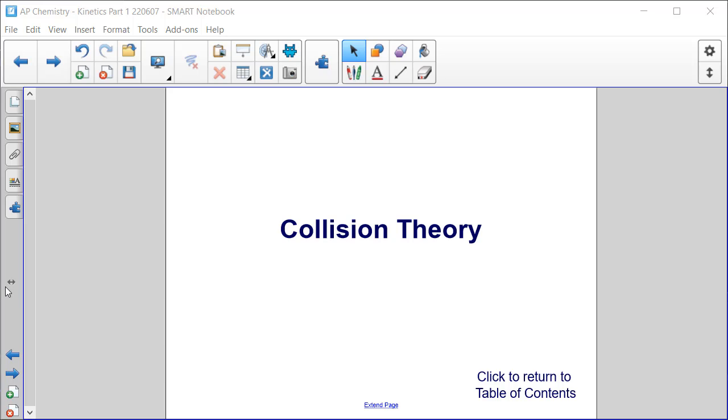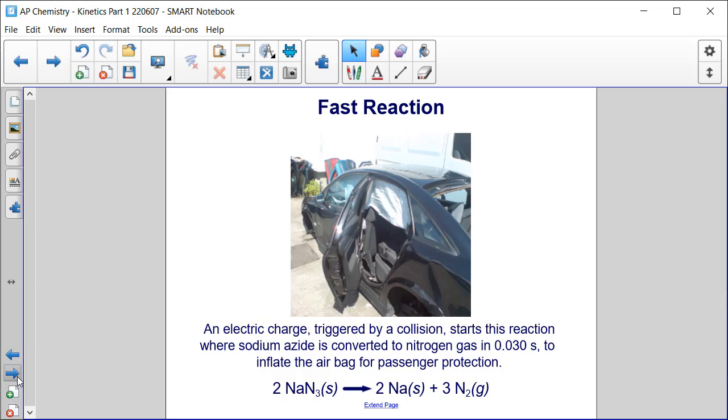In this first section, we're going to discuss something known as collision theory. We're going to start by looking at a couple of different types of reactions. Let's first look at a reaction that happens very fast, like the reaction required to inflate an airbag in the case of an automobile accident.